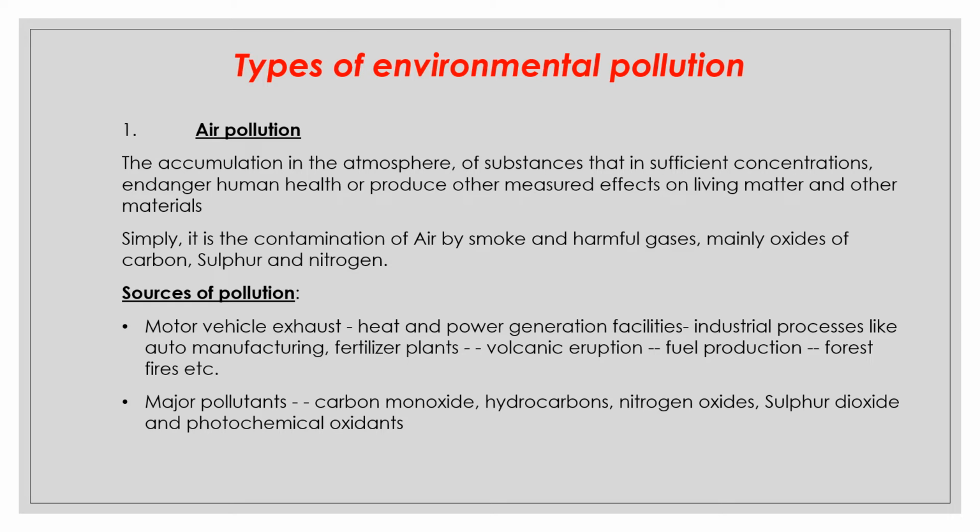Firstly, air pollution. So air pollution refers to the accumulation in the atmosphere of substances which are called pollutants in sufficient concentrations that endanger human health or produce other measured effects on living matter or animals and other materials. Simply, it is the contamination of air by smoke and harmful gases, mainly oxides of carbon, carbon dioxide, carbon monoxide, sulfur oxides, sulfur dioxide, nitrogen oxides. So these are contaminating the air, which is called air pollution. It affects human health and also health of animals.